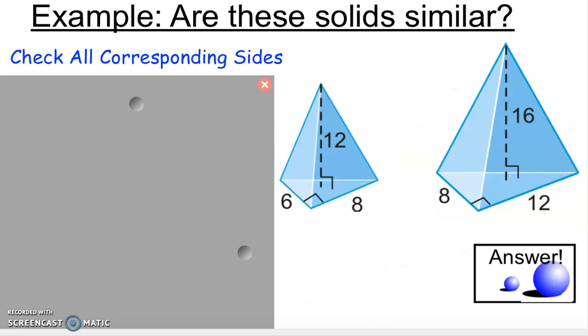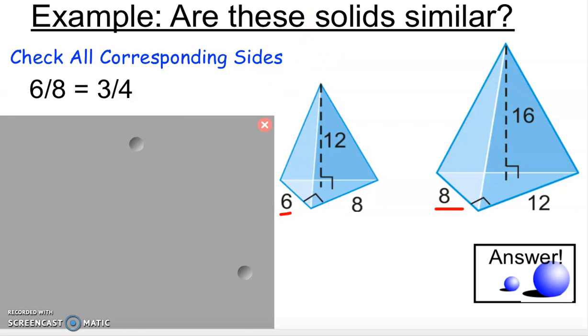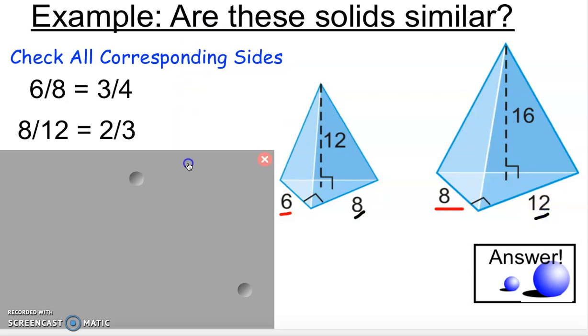I have triangular pyramids, and I'm just going to check corresponding side lengths. I'm going to start first with the smallest ones here, which is 6 for the one on the left, 8 for the one on the right, and that reduces to 3/4. Then I'm going to check the widths. This is 8, and that's 12, and that reduces not to 3/4, but actually to 2/3.